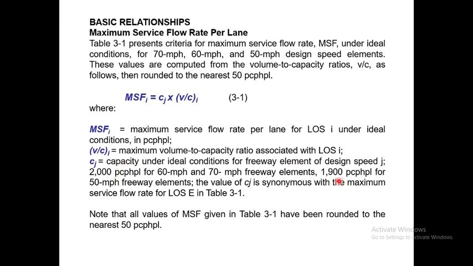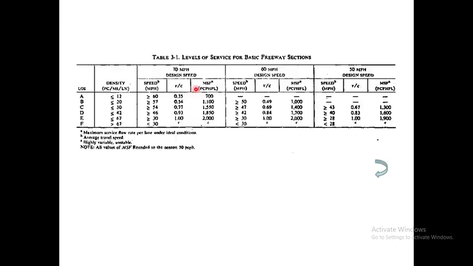Otherwise it is 1900. So we have only these two values for ideal capacity. This CJ stands for ideal capacity, the maximum capacity. Okay, so it is 2000 or 1900. So this value also can be found in the table.